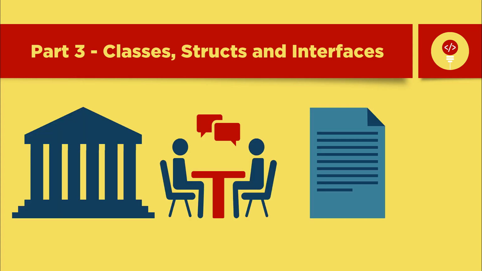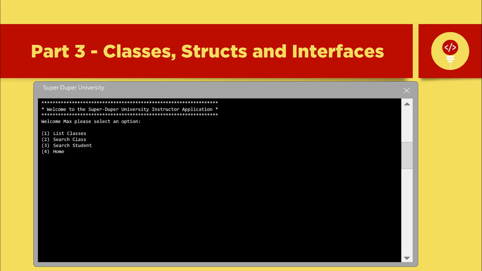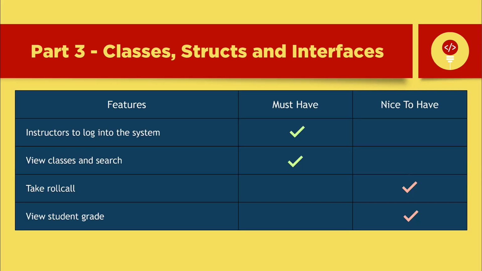After interviewing the Super Duper University team here, what are the requirements? The system should log the instructor into the system using their name and ID, then show only classes an instructor teaches. Once a class is selected, the instructor will have the option to view student grades or take roll call. The instructor can also search for classes, so we need to have that option as well. And so now, we look at the requirements and go over the core functionality as this will be our success criteria.